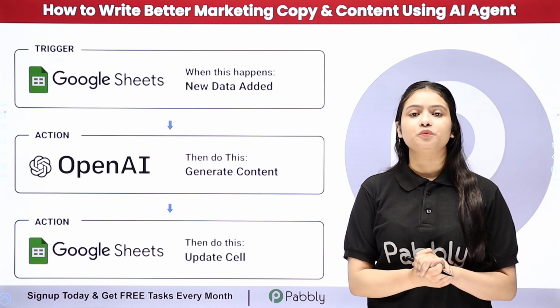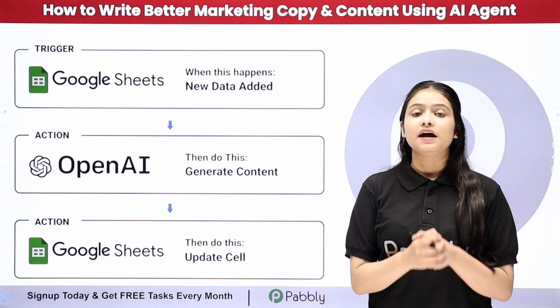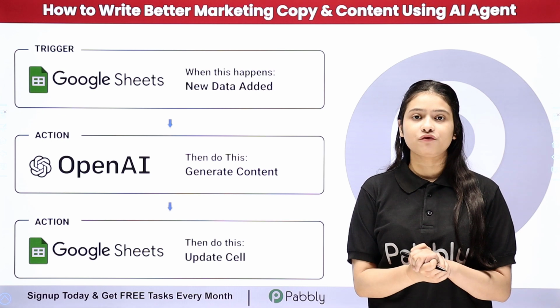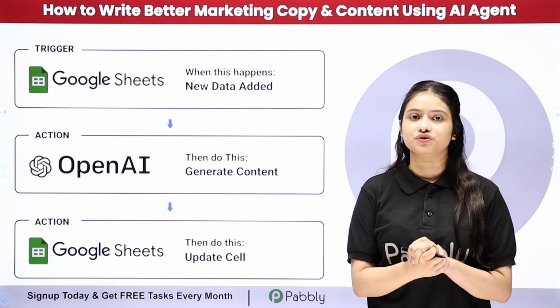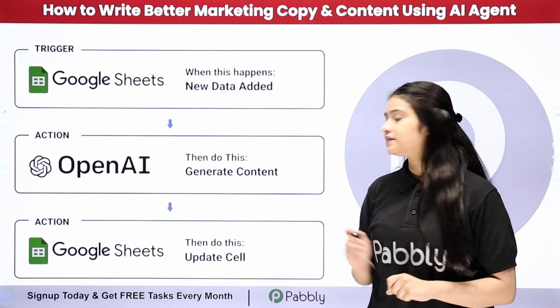Therefore, I have decided to automate this entire task with the help of my AI agent, that is OpenAI and Pabbly Connect. Now every time a new row is going to be added in my Google Sheets, automatically the marketing copy for the client or the content is going to be generated with the help of my AI agent, and automatically the data is going to be updated in the same Google Sheets.